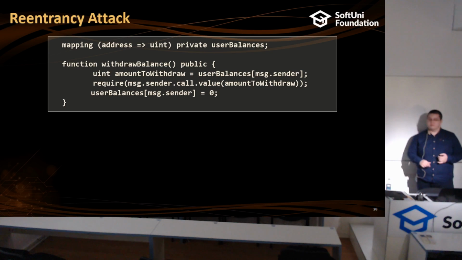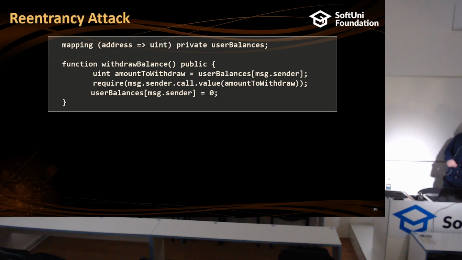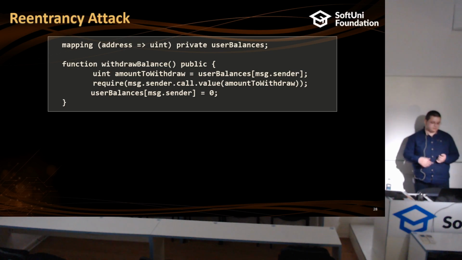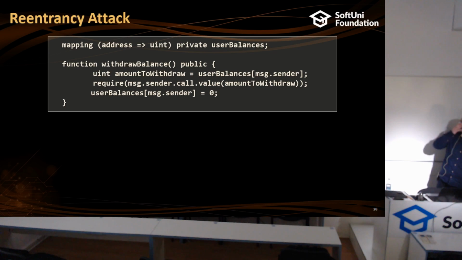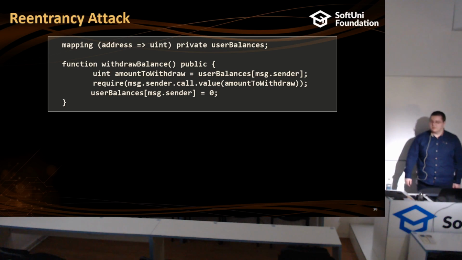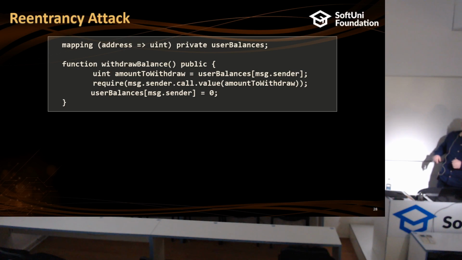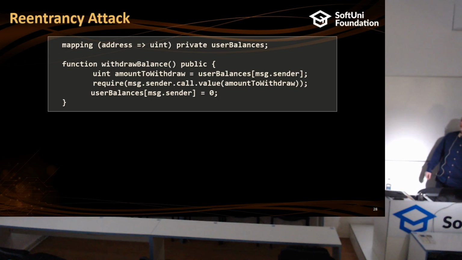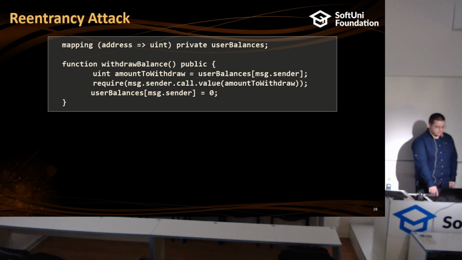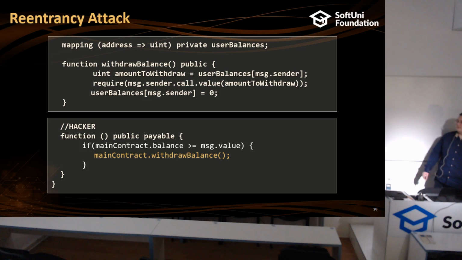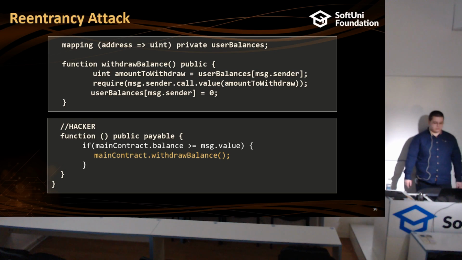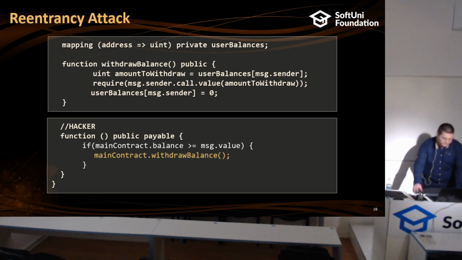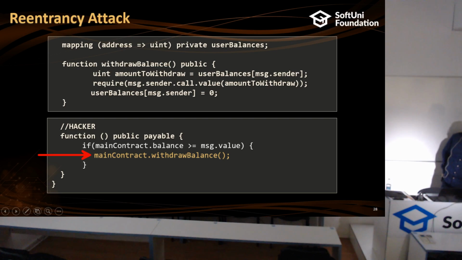So for programmers, there's probably nothing weird here, but what the hacker used is the anonymous function from the previous example. The message sender can actually be another contract. So what the hacker had is an anonymous function, and this anonymous function was just going to the main contract and executing withdraw balance.